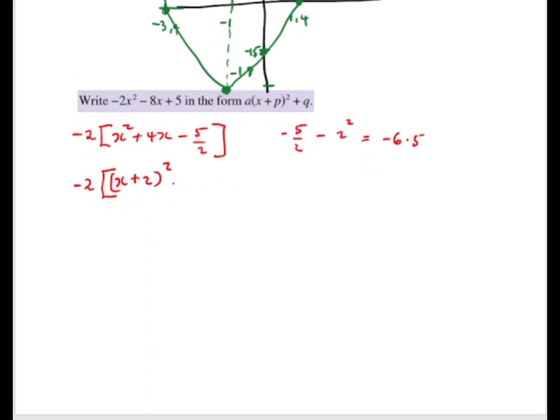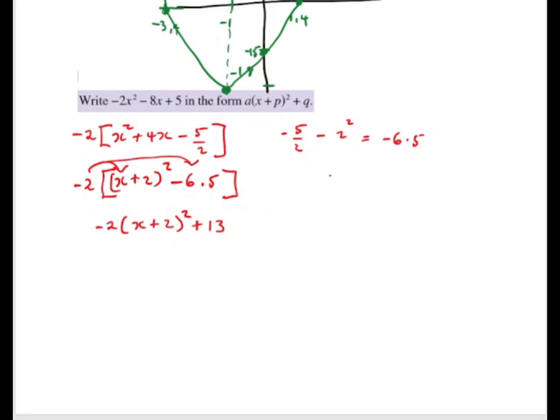So now that will be -6.5. Next step, we need to remove the curly bracket by multiplying -2 with everything inside. So which is going to give us -2 open bracket x plus 2 squared, and then -2 times -6.5 is going to give us +13.